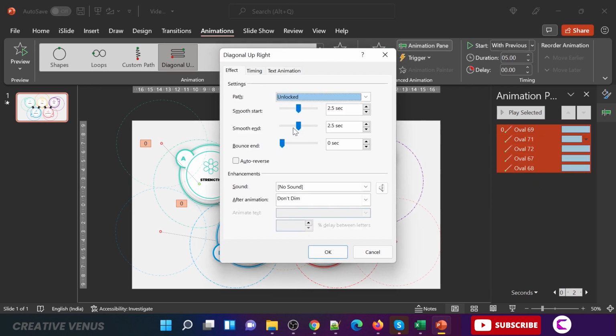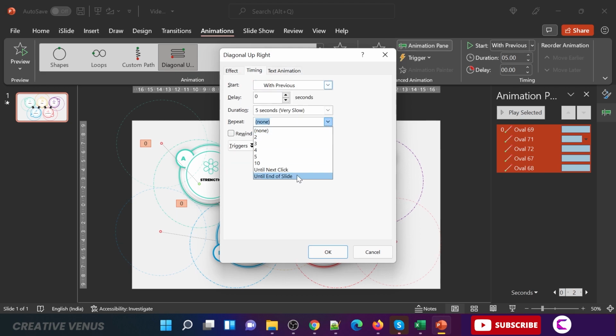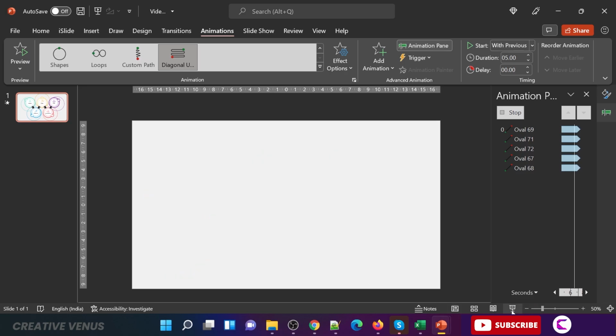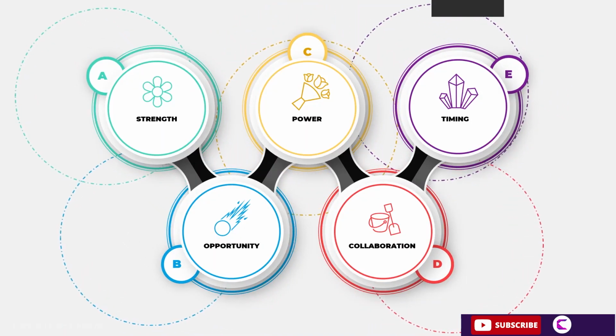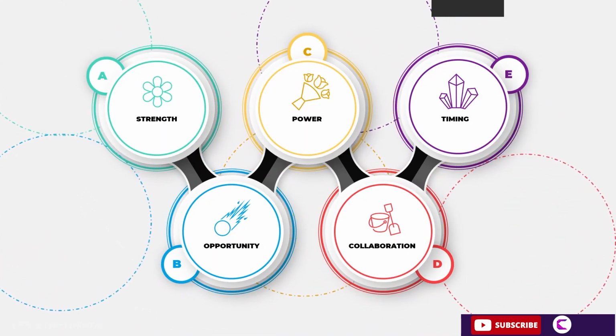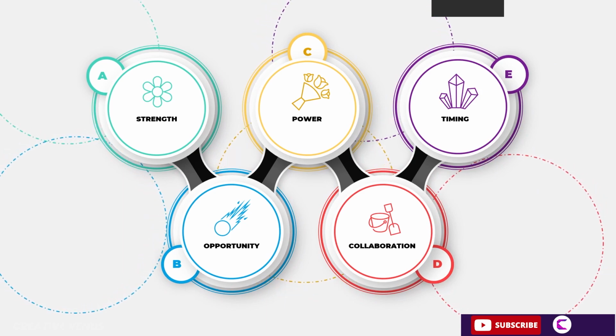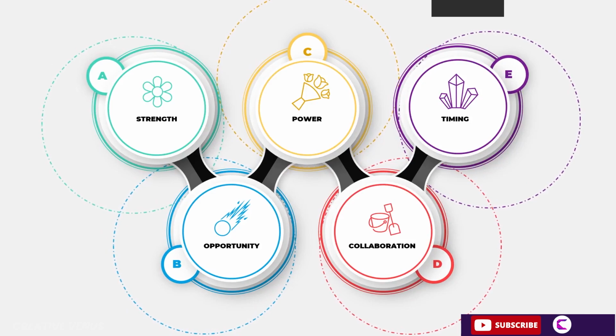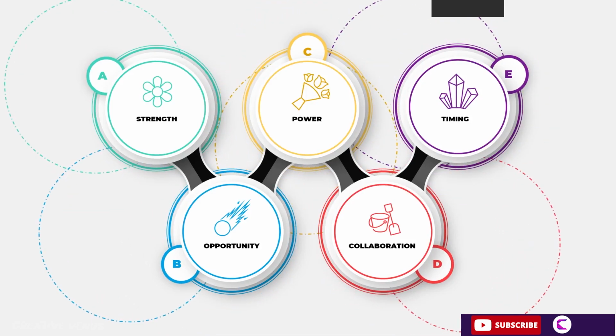Now go to the effects option and then select auto reverse timing and repeat this animation until the end of the slide. So the animation will run in loop, and this is how it will look. So isn't it beautiful? If something is moving at the background, it makes it more dynamic and much more fun.